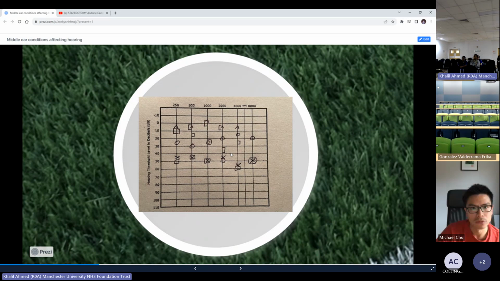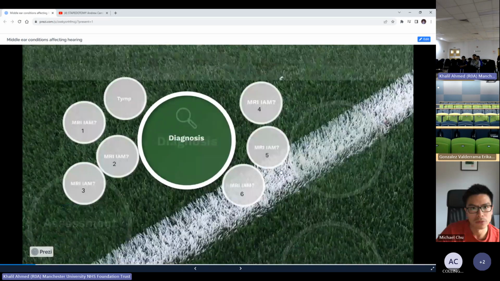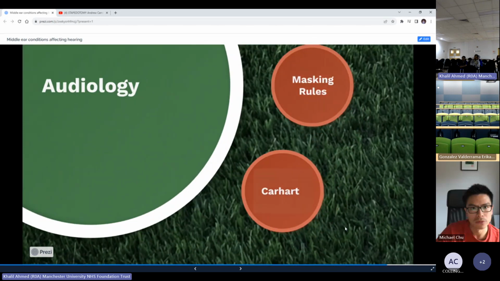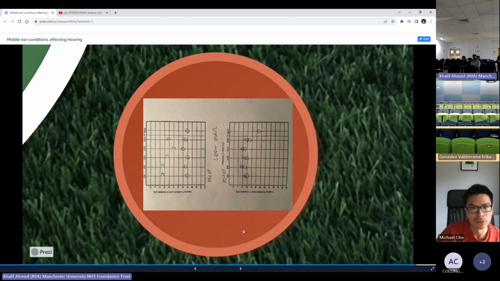So what's the Carhart notch? And what does it mean? Right. So we all know the Carhart notch is at 2 kilohertz, that the bone conduction seems to go lower at 2 kilohertz and come back up. And why is that? So let's explore that. You really need to understand these things if you're going to do otology or list anyone for an ear operation.